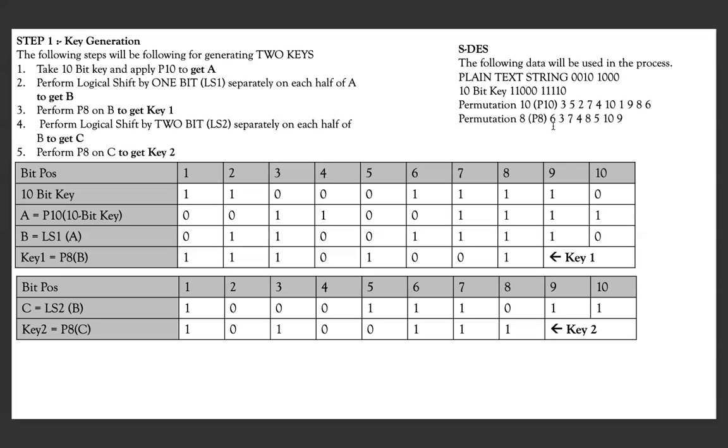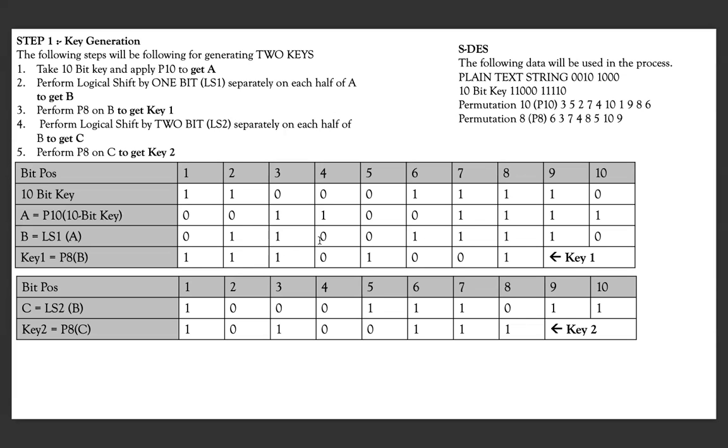This is the order that's mentioned in permutation 8. So first, from permutation 8 that is performed on B, this is B right here, I need the 6th bit of B to come first. So I have 1, this is my 6th bit. Then I need 3. 3 is 1 again. Then I need 7. 7 is 1 again.